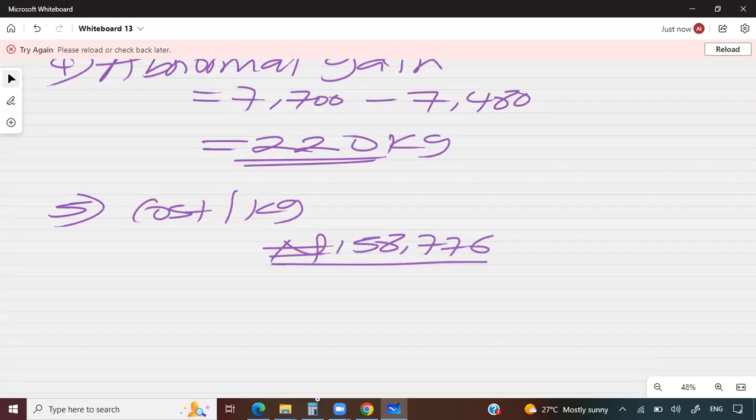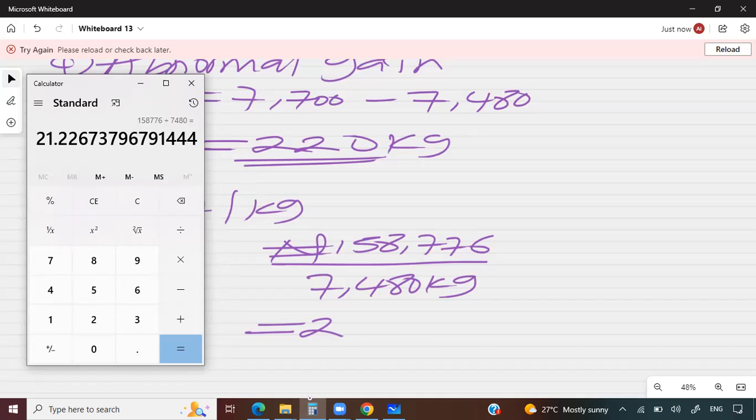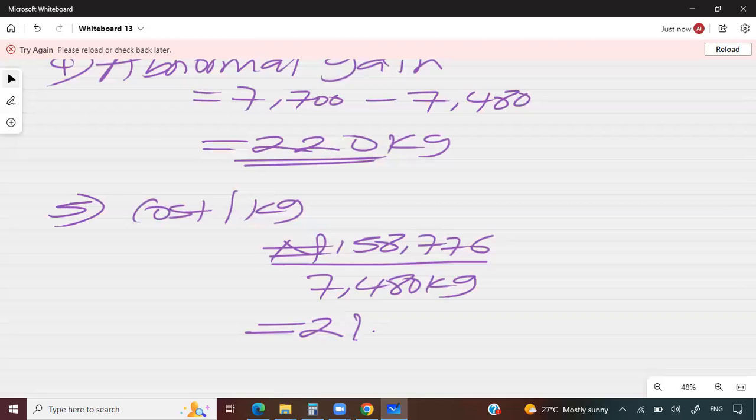And what is our expected output? Our expected is 7,480 kg. So we have 21, divided by 7,480. We have 21.23. Let's give it to 2 decimal places: 21.23.